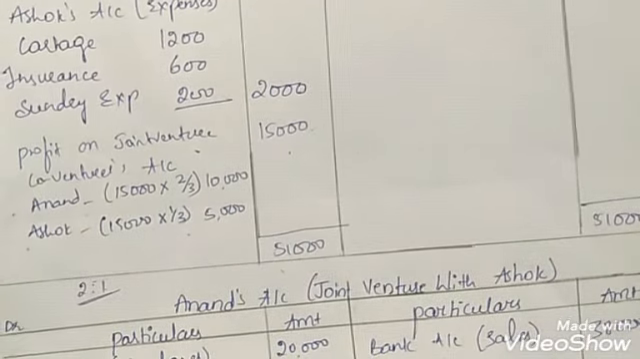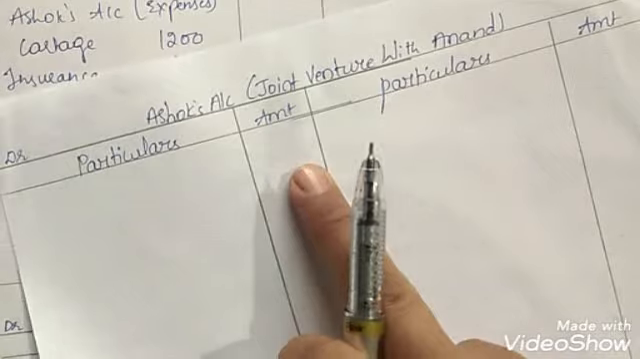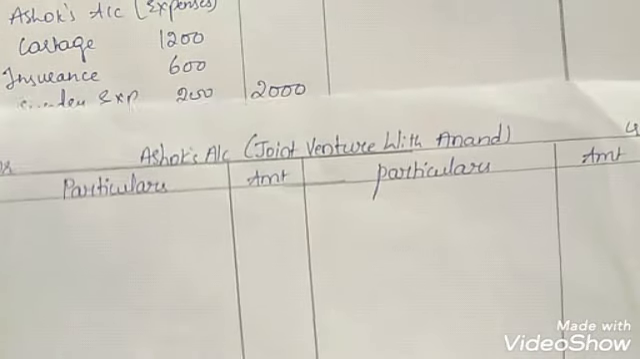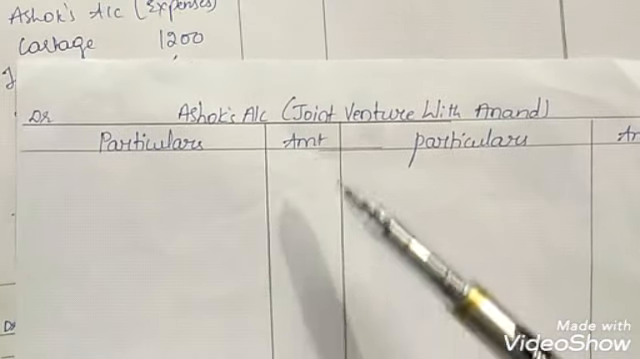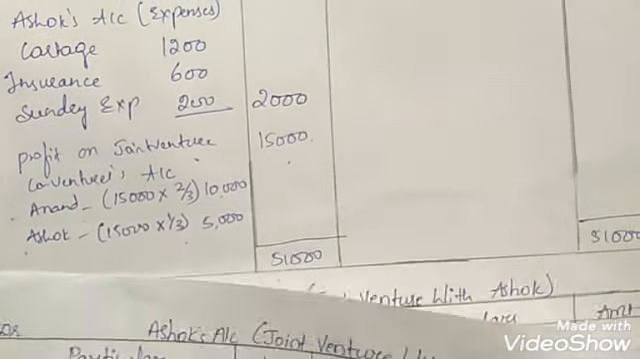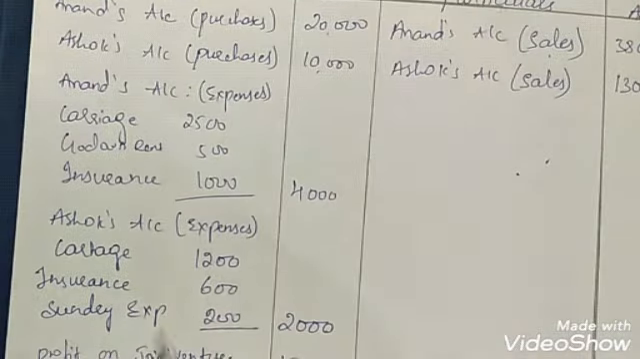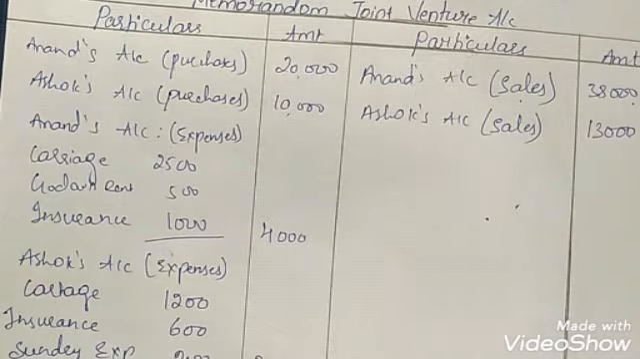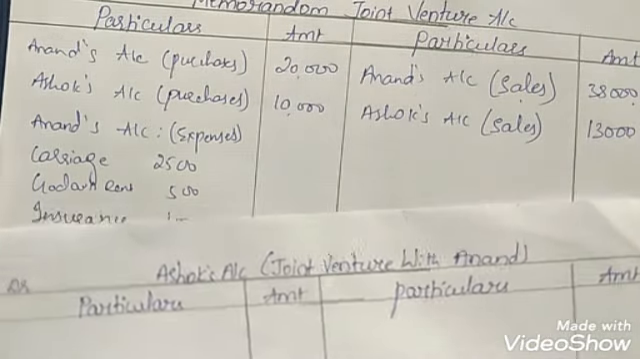Next, we have to prepare Ashok's account, right? In the books of Ashok itself. Here it means Ashok himself is preparing his own books of accounts, okay? So again we have to refer to the memorandum joint venture account in order to prepare Ashok's account, okay? Now wherever the word Ashok account is mentioned, take all those transactions in the Ashok account, okay?